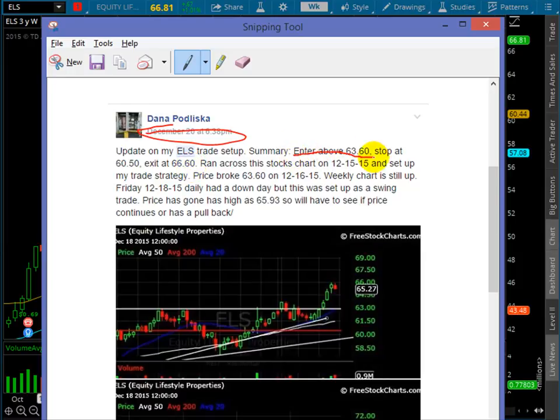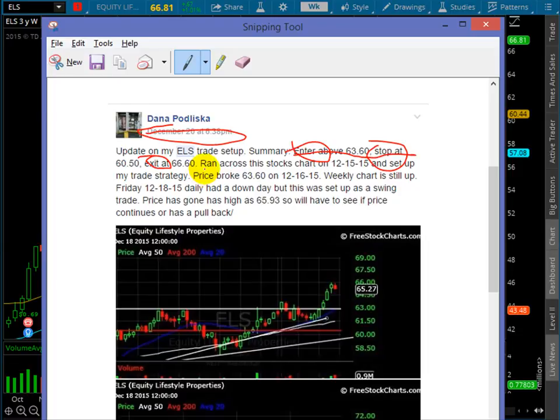What that tells me right there: entry, stop, and target. Three main components, three main elements of a trade: entry, stop, target, right? Or you can have one exit, you can have multiple exits. But this is the right way to trade. You need to know your entry, your stop, and your targets.